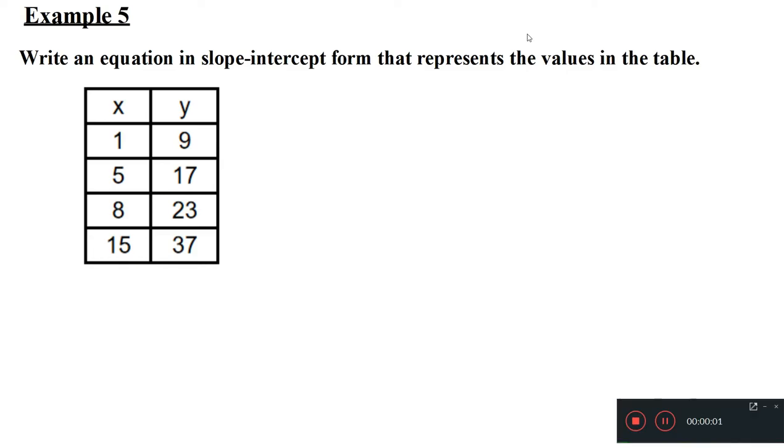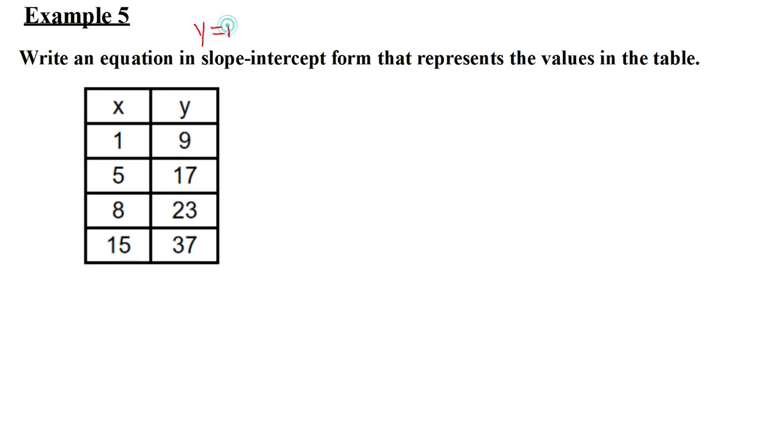In example 5, I'm asked to write an equation in slope-intercept form that represents the values in the table. And we're given a table of x and y values. So what we're going to do here is that we have to know that in order to write an equation in slope-intercept form, it has to follow the format of y equals mx plus b.